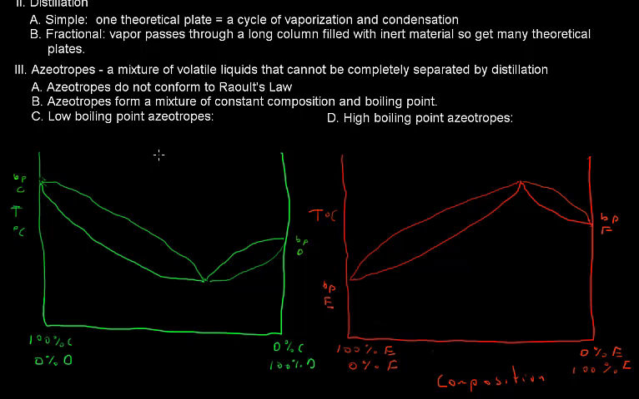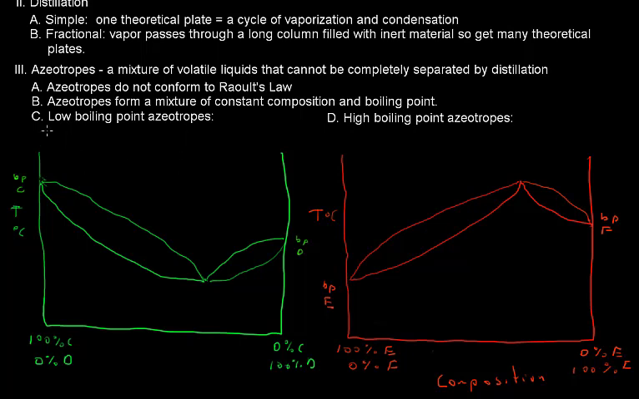So azeotropes don't conform to Raoult's Law. They are extreme deviations from Raoult's Law. There can be minor deviations from Raoult's Law as well, but an azeotrope has an extreme deviation from Raoult's Law. Azeotropes form a mixture of constant composition and boiling point, and that's why after a certain point they can't be separated. There are two types of azeotropes.